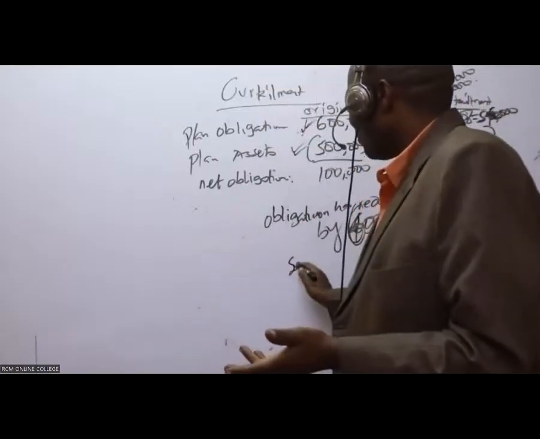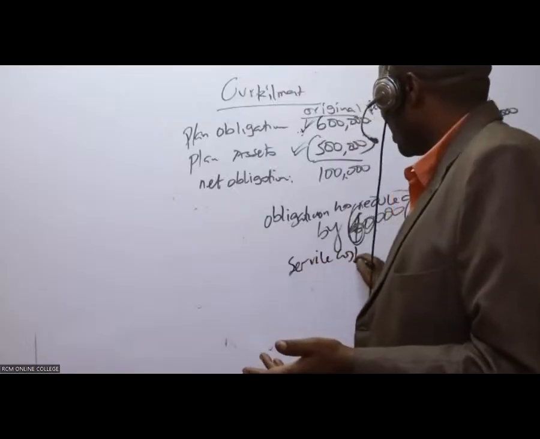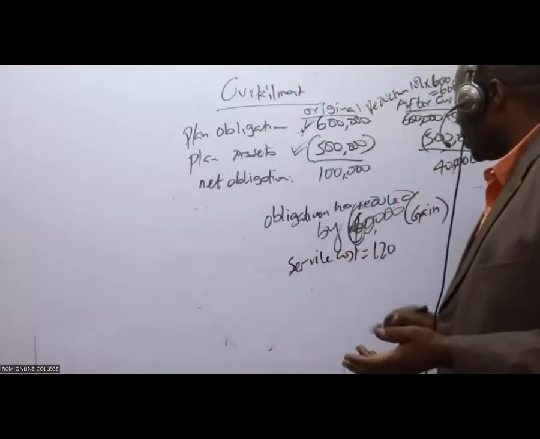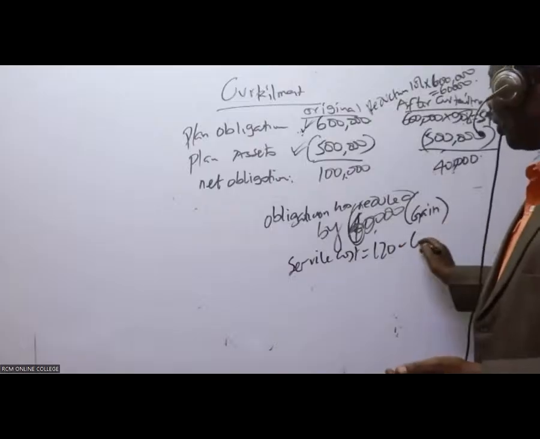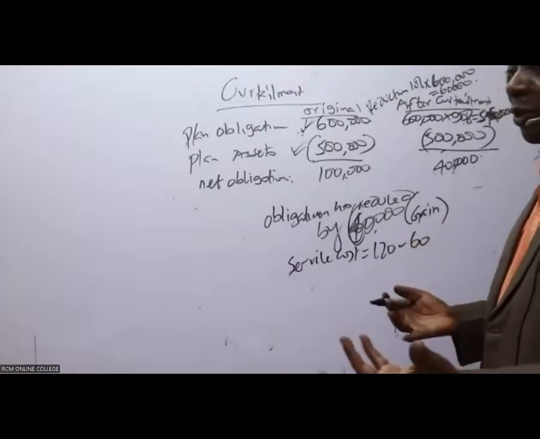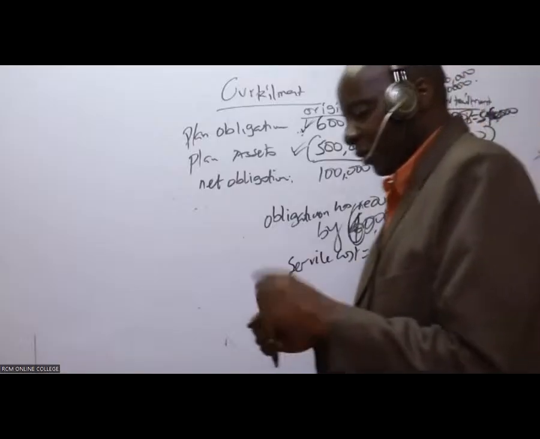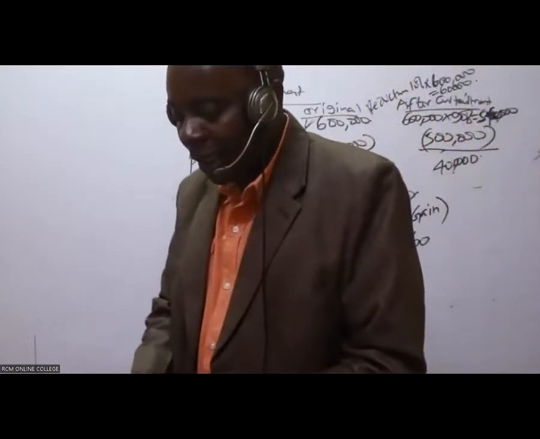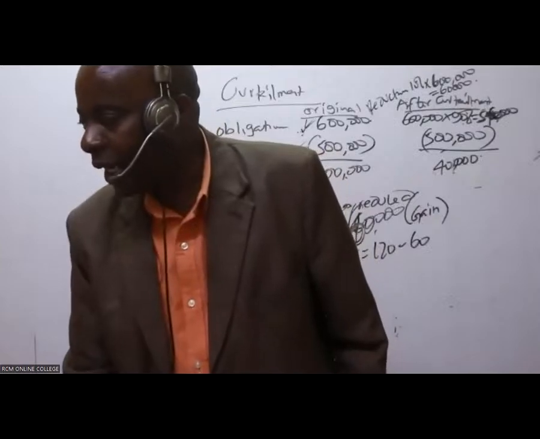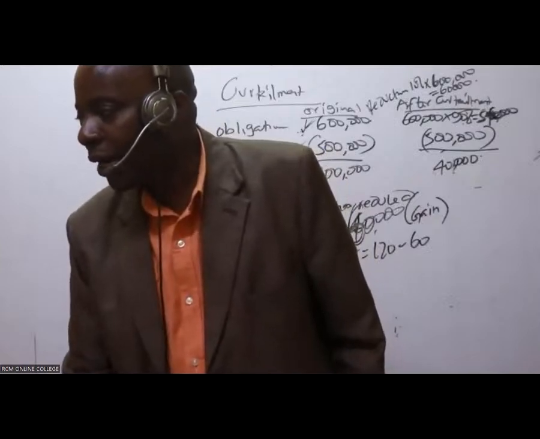If, for example, the service cost in the year is 120, and then there is a gain of 60, you'll come and do what here? Of course, a gain is the opposite of cost. You have to subtract. So we are repeating again: if you're asked here, curtailment costs are normally adjusted on the service cost.